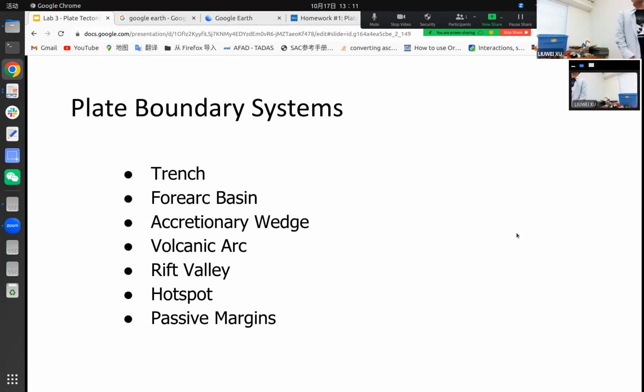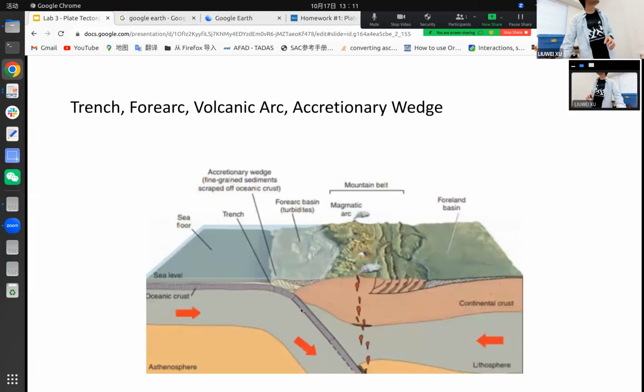Here are some terminologies you will meet in plate boundary systems. We have trench, forearc basin, accretionary wedge, volcanic arc, rift valley, hot spot, and passive margins. In the next few slides, I will go through them briefly. This is the figure showing how the trench, the forearc, volcanic arc, and the accretionary wedge look like.